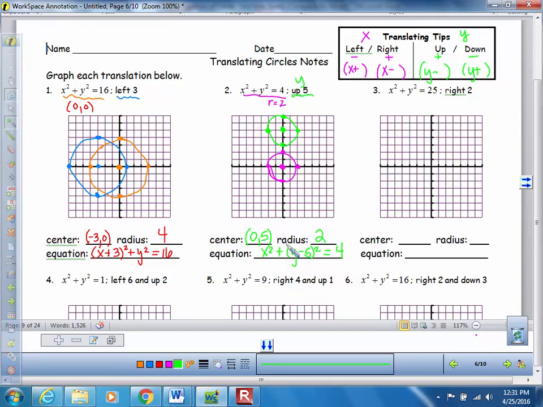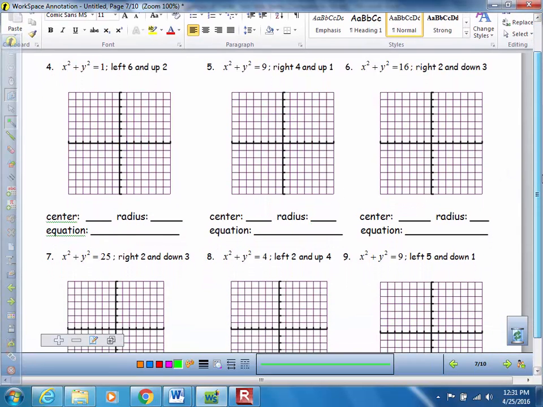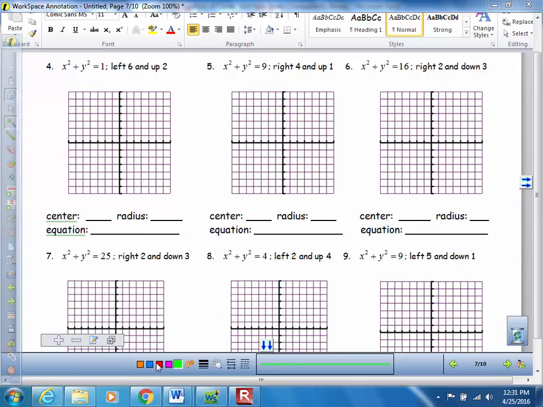Okay, let's try one where we move not just left or right or up or down. Let's do one that uses both. So let's look at number 4. In number 4, I'm not going to make you graph the original this time.